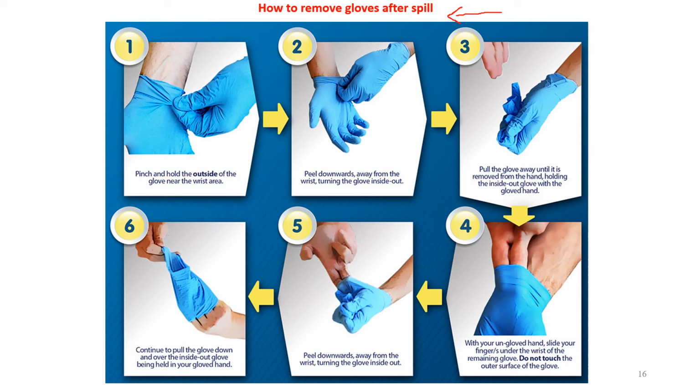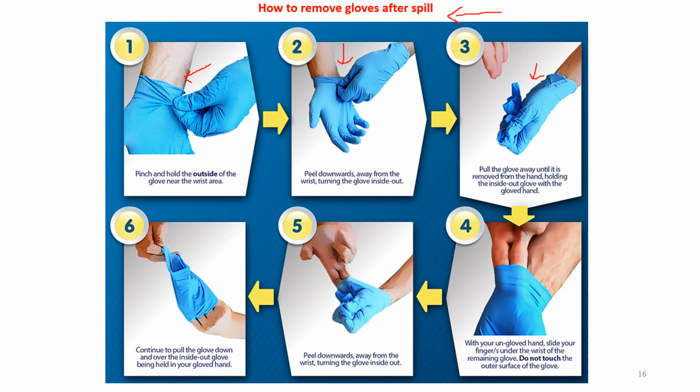So how to remove them to avoid any further contamination of your body parts? You should carefully remove the gloves and follow these steps. Number one, pinch and hold the outside of the glove near the wrist area. Here you can see, right? Number two, peel downward away from the wrist, turning the glove inside out, and pull the glove away until it is removed from the hand, holding the inside-out glove with the gloved, or the second, hand.